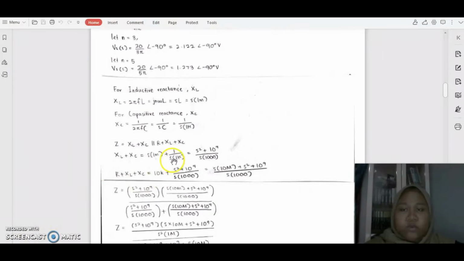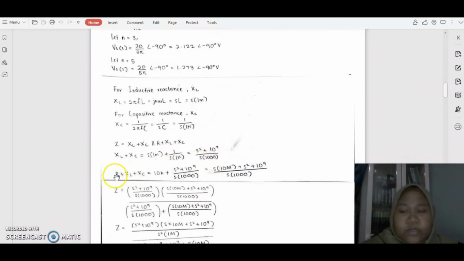So next, after we got the v(t), then we need to find the reactance of the impedance in the circuit. So for inductive reactance, it is XL. It is written as sL. Then for capacitive reactance, which is XC, XC is written as 1 over sC. Then we need to find Z, which is the XL plus XC in parallel with R plus XL plus XC. So for XL plus XC, it is s squared plus 10 to the power of 9 over 1000 s.